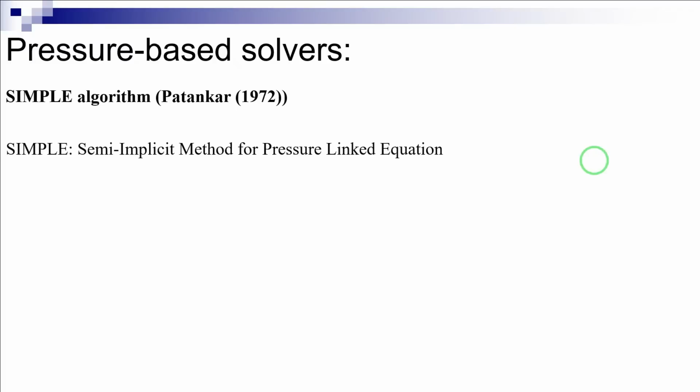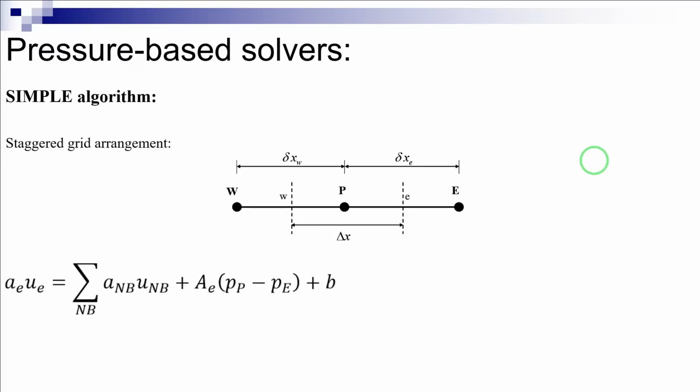SIMPLE algorithm. For the staggered grid arrangement over a one-dimensional uniform grid, as shown here, the discretized form of the momentum equations at the east face side can be written as shown here. B indicates any source term which can come from body force. For example, AE is the area of the east face side.